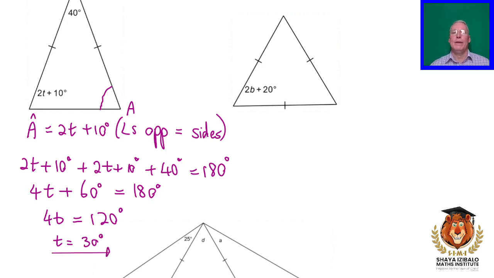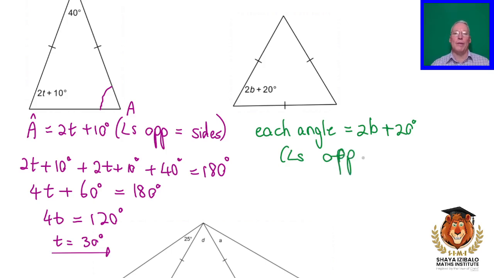Okay. This one, well, what we actually know is that each angle is the same. Each angle is 2b plus 20 degrees. And the reason we can give for that is angles opposite equal sides. So if angles are opposite equal sides, then they are equal. So these two angles here must be equal. And likewise, these two angles here must be equal. So all the angles are equal.